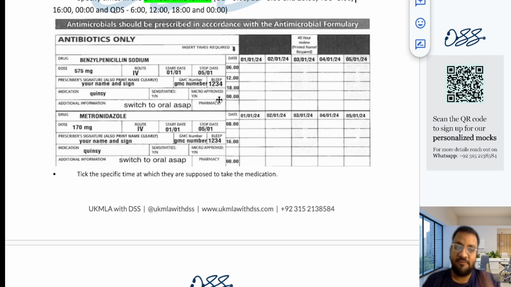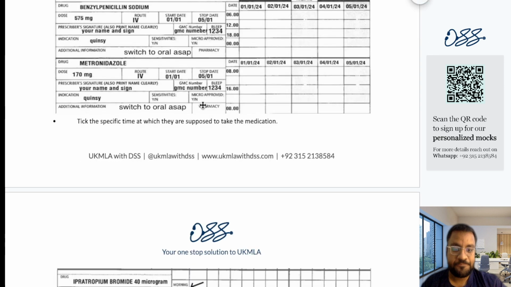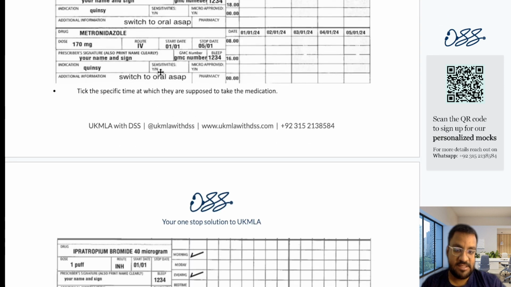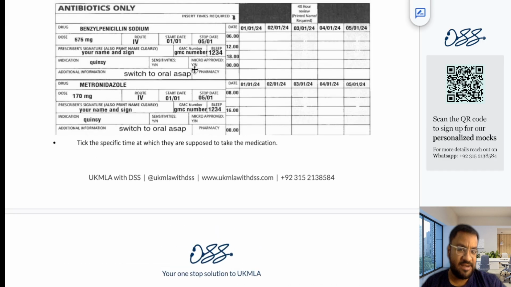Another very important thing, when you're prescribing the antibiotics, you're going to find these two boxes: sensitivity and micro approved. Just put a dash on both of these. This is not your concern, and you don't need to worry about it a lot. Just put a dash on it for exam purposes. You can see in this one it's completely empty, but don't leave it empty. It's always advisable to leave a dash.